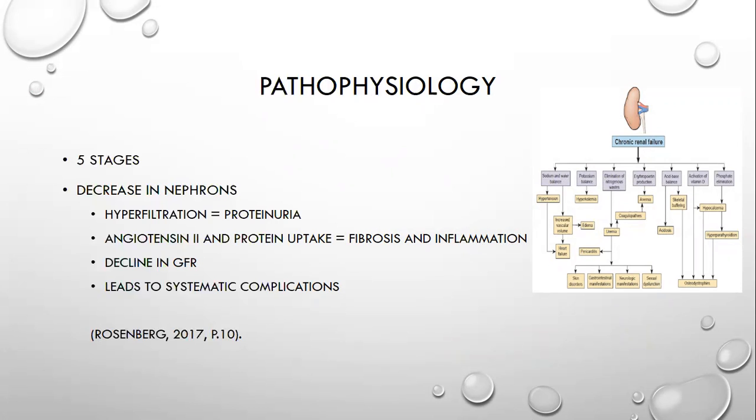It doesn't matter the cause of the renal failure, it all follows the same kind of pathophysiology. Once half the total of nephrons are lost, hyperfiltration occurs in the glomerulus. This then creates an increase in glomerular permeability and activates the renin-angiotensin-aldosterone system, creating hypertension and proteinuria. Angiotensin II and protein uptake occurs at the tubules, causing inflammation and fibrosis. This then declines the GFR, creating a systemic presentation.